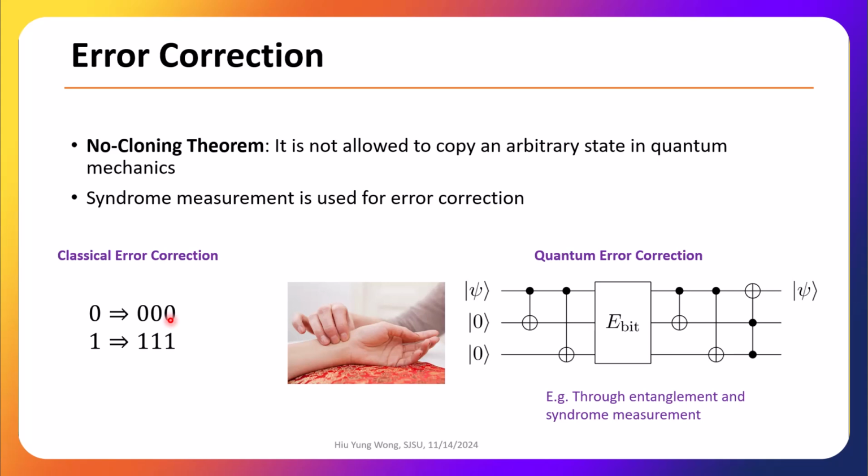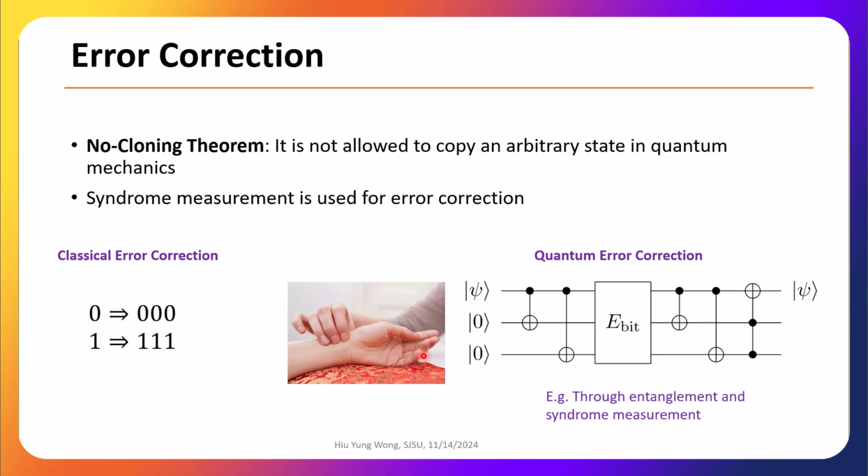But we cannot do this in quantum computing because to do this, we need to copy, right? However, in quantum mechanics, there's a no-cloning theorem. You cannot copy any arbitrary state. And also, as I just mentioned earlier, when you measure a qubit, it will collapse to the basis state. So when you were in superposition, once you measure 1 qubit, you will collapse to either 1 or 0. So you actually don't know what was being transmitted. So this simple repetition code is not going to work.